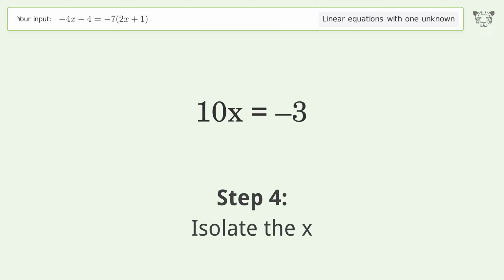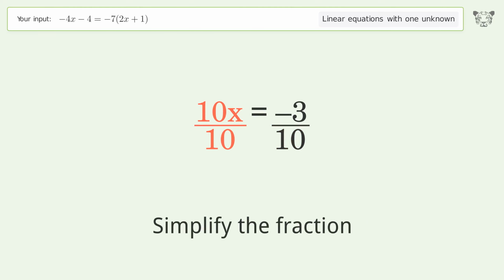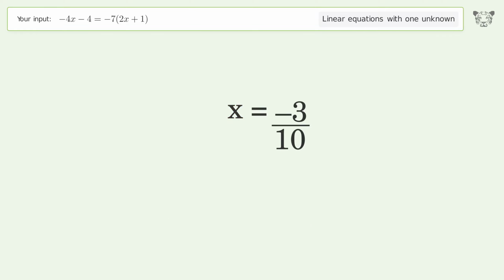Isolate the x. Divide both sides by 10. Simplify the fraction. And so the final result is x equals -3/10.